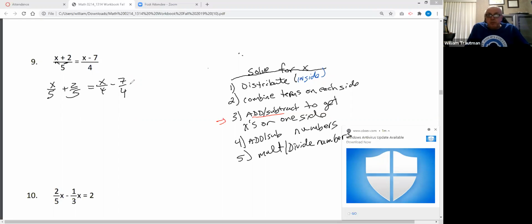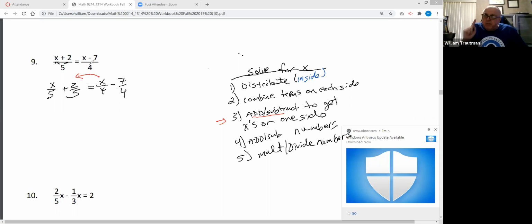So step 1, distribute. There is no distribute. Step 2, add together, combine on the left and the right, but these are x numbers and this is just regular numbers. So nothing can be added or subtracted. Step 3, take all the x's to one side. It doesn't matter which side. I'm going to take this 4 to the left. Like I said, it doesn't matter which way you go. We're going to end up with a negative x, but that's okay. So I'm going to take that over to that side.